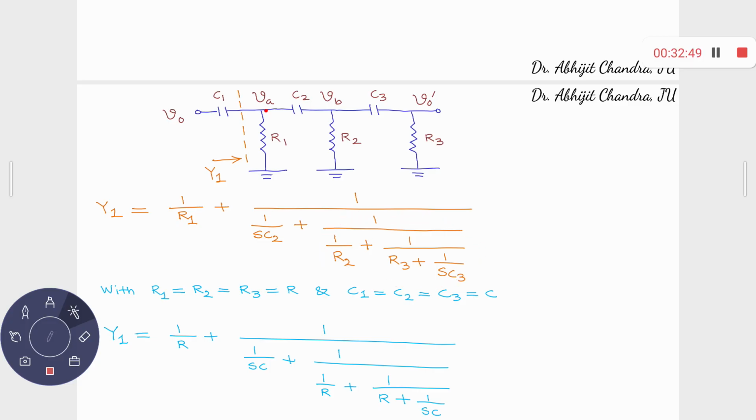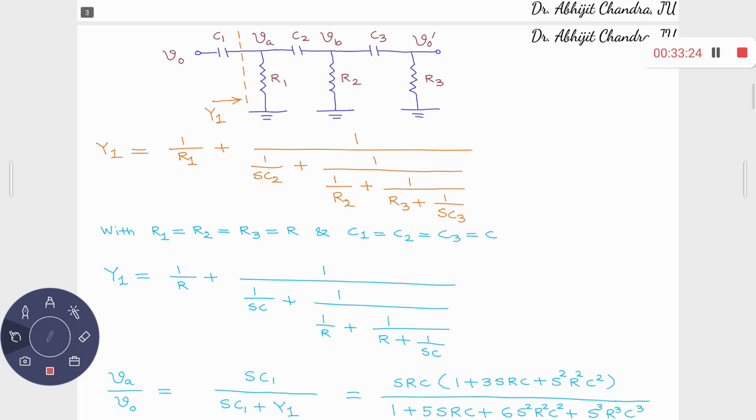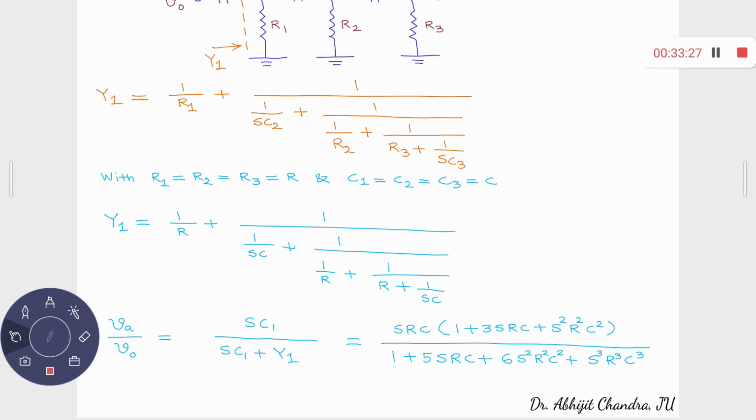This is coming in series with C2. So what is the impedance from here to here? 1 by SC2 plus this. That is the overall impedance. Right? What is the admittance? 1 by this. This is coming in parallel with R1. So 1 by R1 plus this entire thing. Now, we know R1 equal to R2 equal to R3 equal to R, C1, C2, C3 equal to C. If I simply substitute this, what I get? SC1 by SC1 plus Y1.